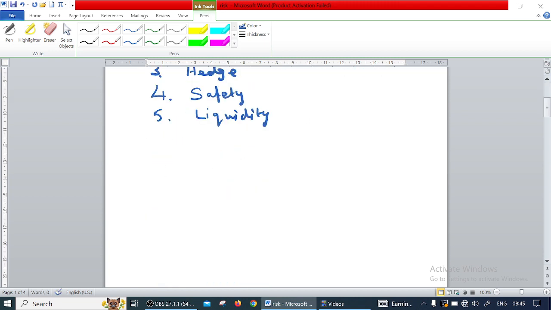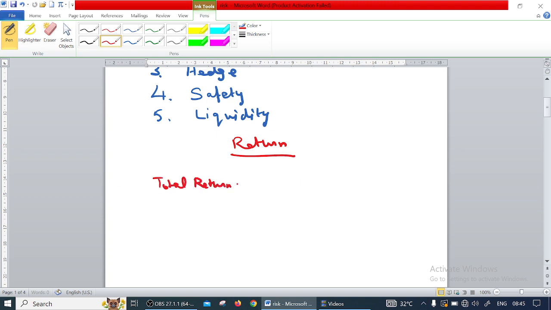Coming to our discussion: the regular income, capital gain, hedge against inflation, safety of funds, and liquidity and marketability of the investments. So when we discuss the return, we absolutely want to know the formula for the return.